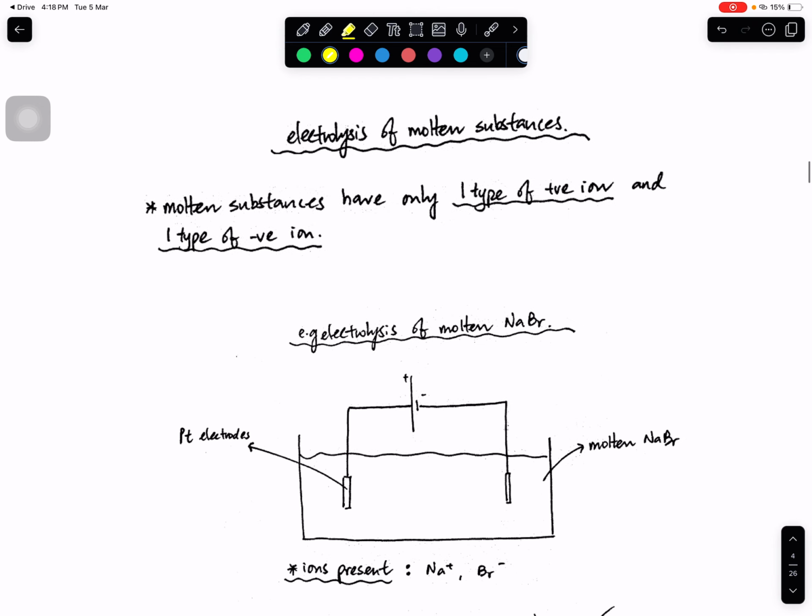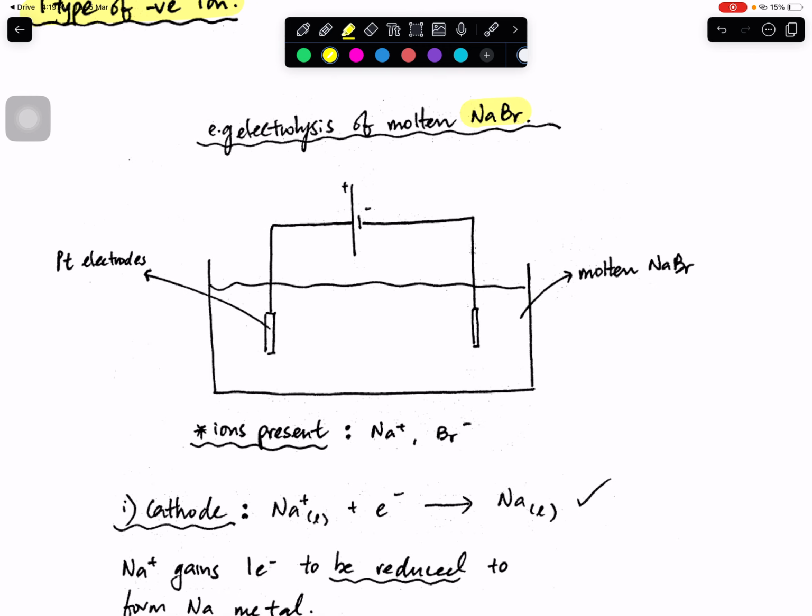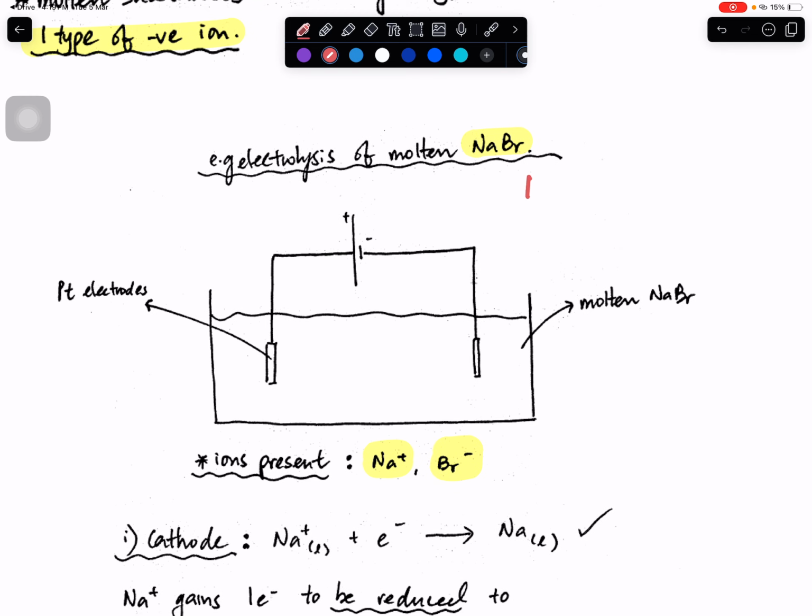Let me just move on to show you what actually happens in the first type of reaction. We're going to talk about molten substances. In molten substances, it's very easy, because there's only one type of positive and negative ion. If you jump into this example, let's take a look at NaBr. You have Na+ and you have Br-. So before even looking at the rest of this question, we know that Na+ will become Na eventually, and that Br- will become Br2 eventually.